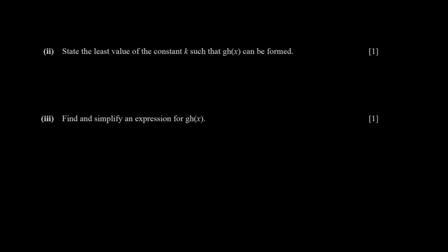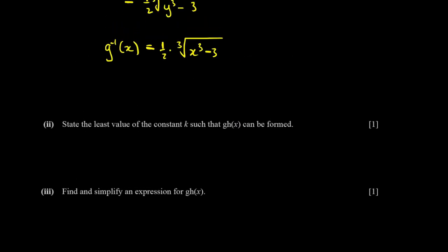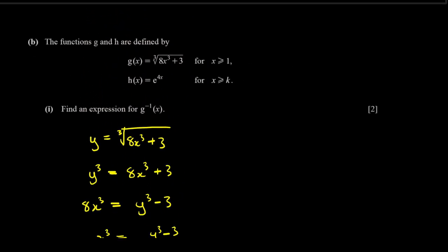Okay, then carrying on with this functions question, we want to state the least value of the constant k such that the composite function g of h of x can be formed. Now, what does g of h of x really mean? It means that we take the function h of x, which is this, and we substitute it into this function here, g. So in other words, this thing is going to become the x in this thing here.